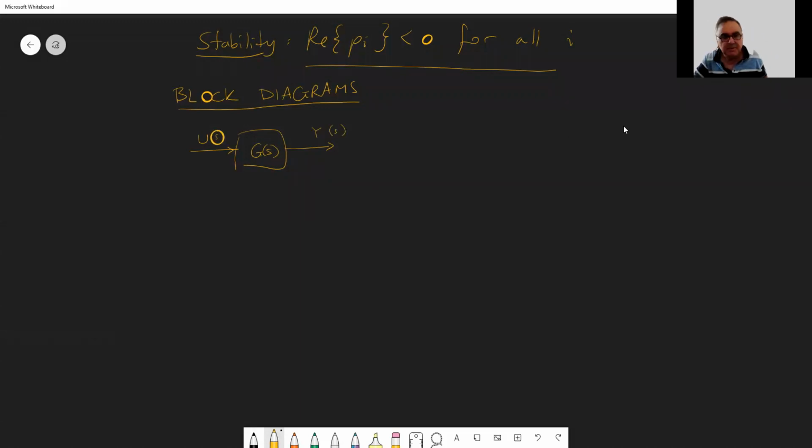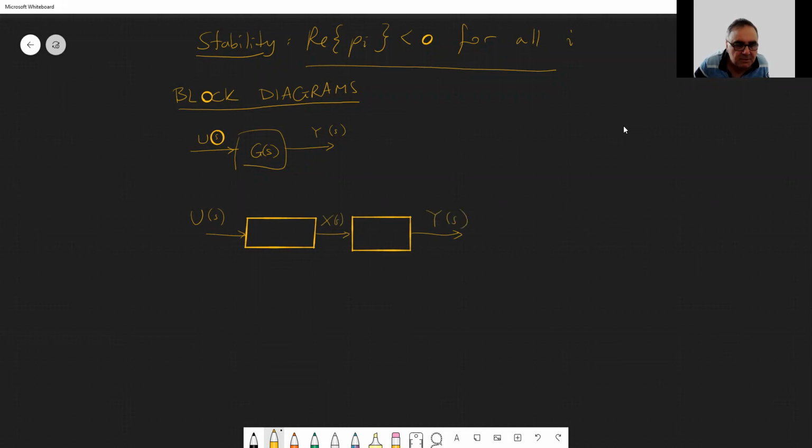Then we have these blocks connected in series like this. Let's say u of s, this is x of s, this is y of s, this is g1 of s, this is g2 of s. This is, as you know, g2 times g1, between u and y.